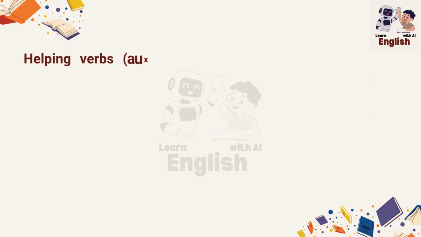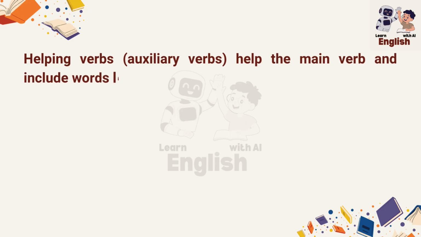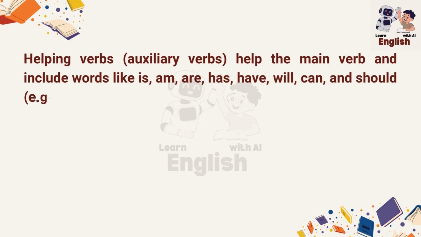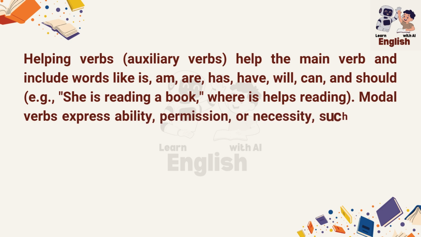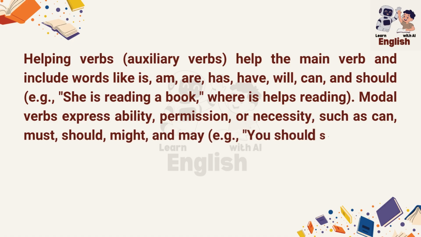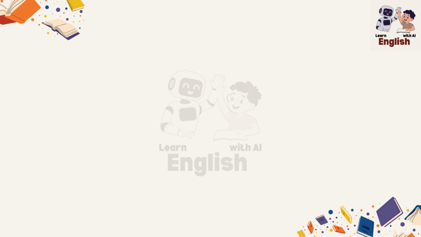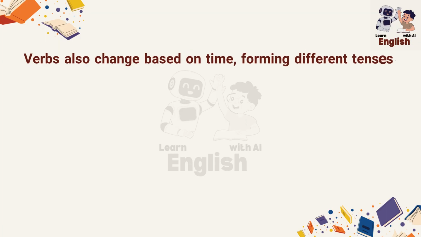Helping verbs, auxiliary verbs, help the main verb and include words like is, am, are, has, have, will, can, and should, as in, she is reading a book, where is helps reading. Modal verbs express ability, permission, or necessity, such as can, must, should, might, and may, as in, you should study for the test.